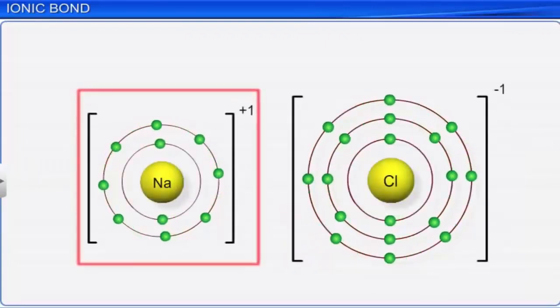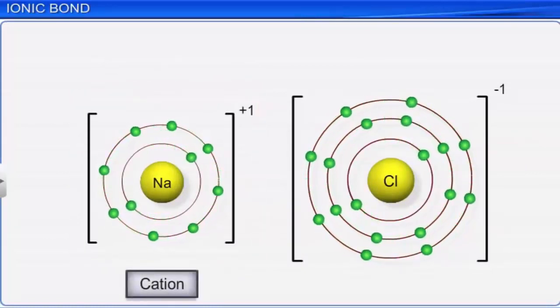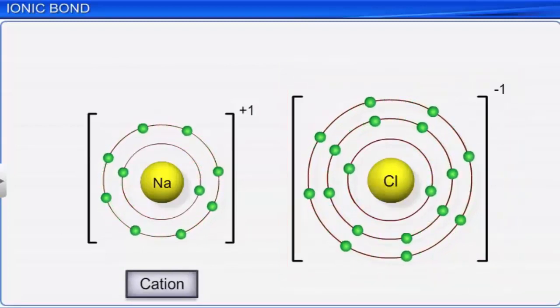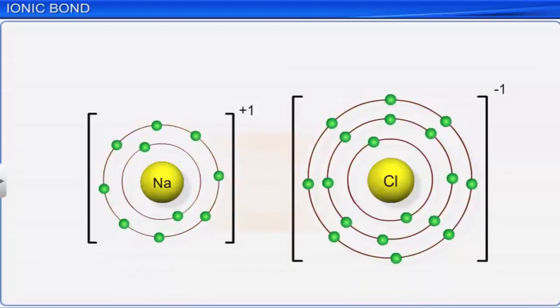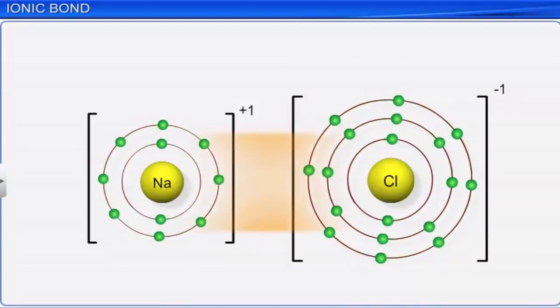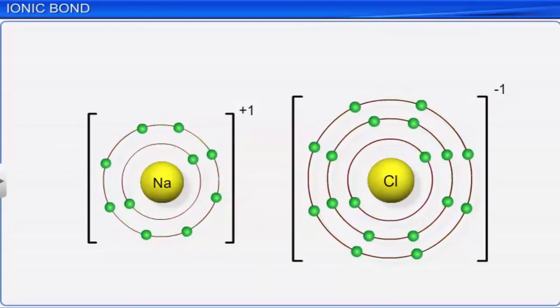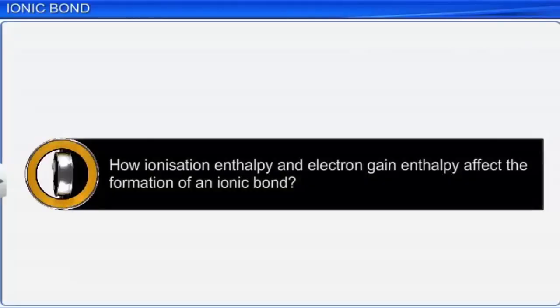Thus, sodium forms a positive ion, that is a cation, whereas chlorine forms a negative ion, that is an anion. Due to the strong electrostatic forces of attraction between these oppositely charged ions, they are held together to form sodium chloride. Now let us understand how ionization enthalpy and electron gain enthalpy affect the formation of an ionic bond.